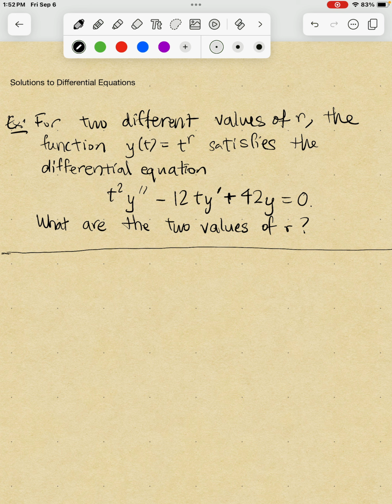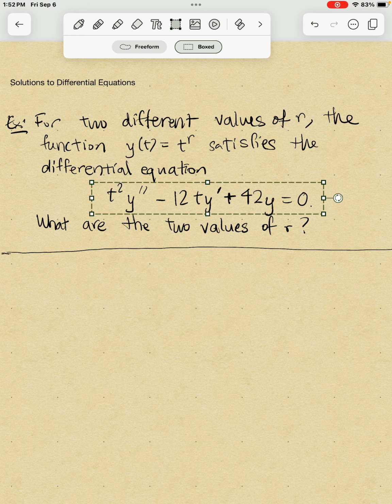So to answer this question, let's make sure we understand what's going on. So we have this differential equation, right? This is a differential equation. And a solution to a differential equation is a function that when you substitute it in for y, it makes the equation true on an interval. That's what a solution to a differential equation is.